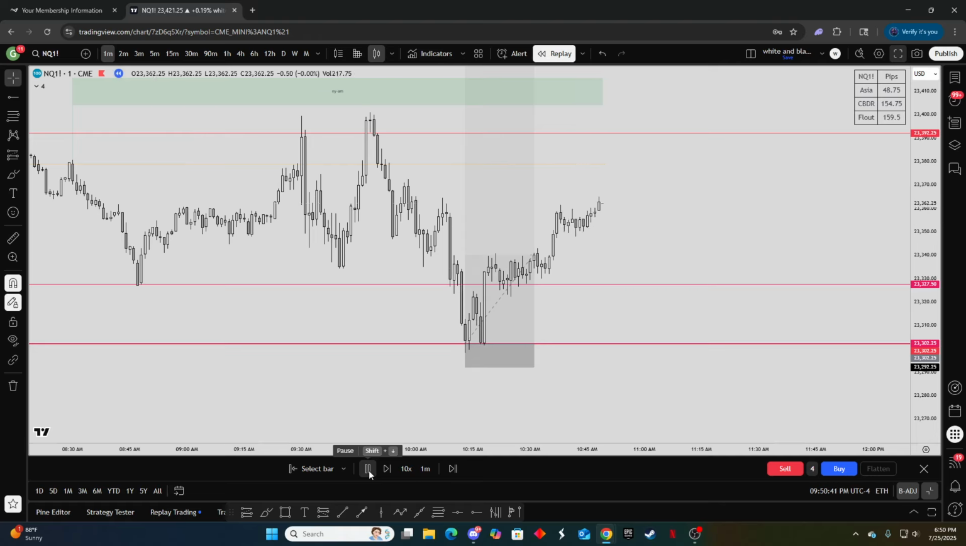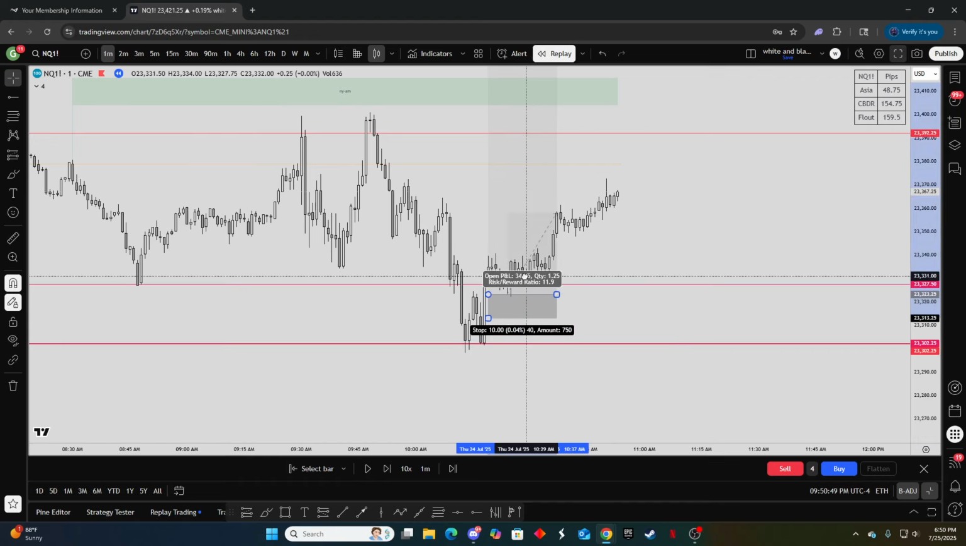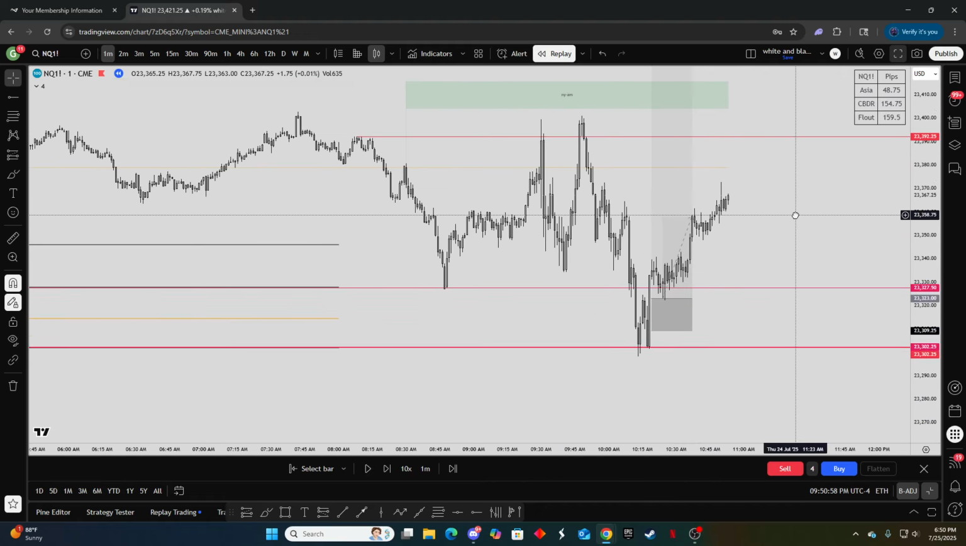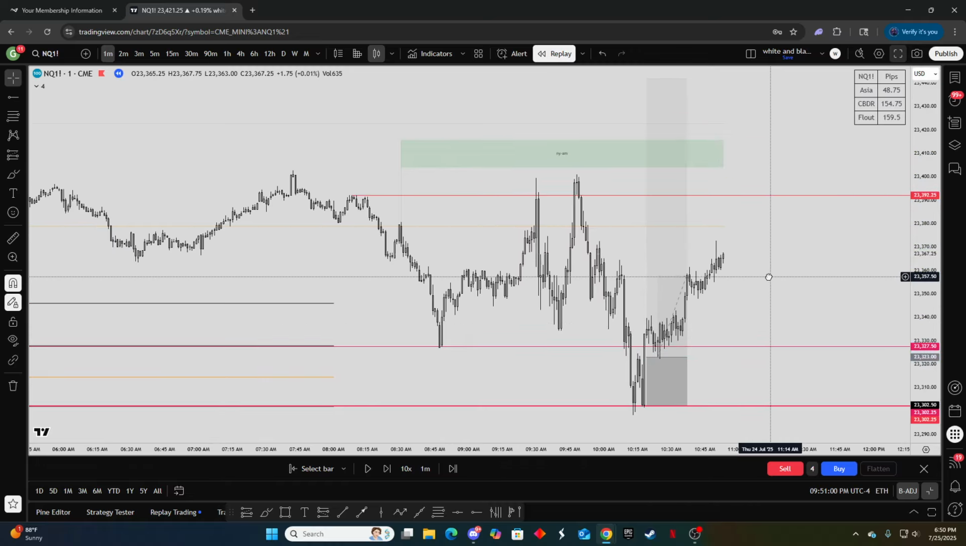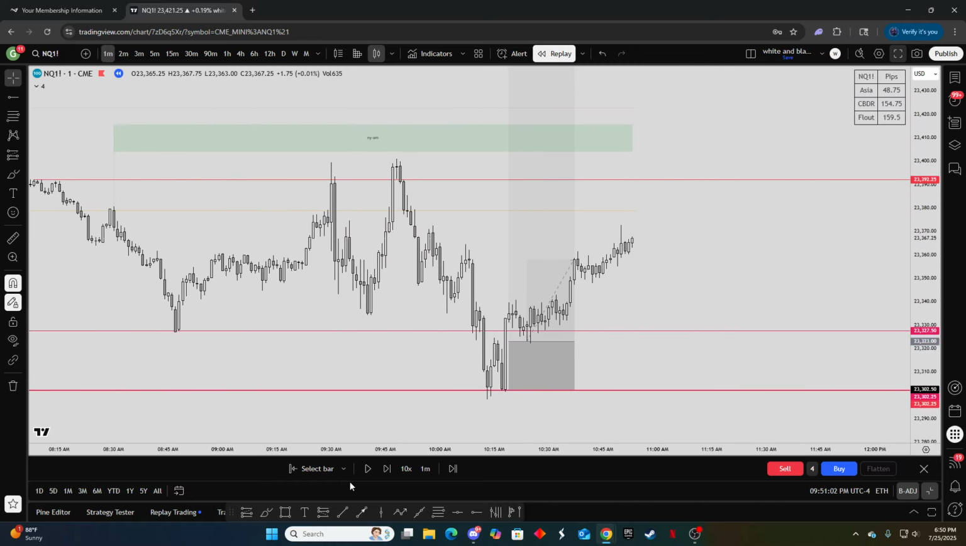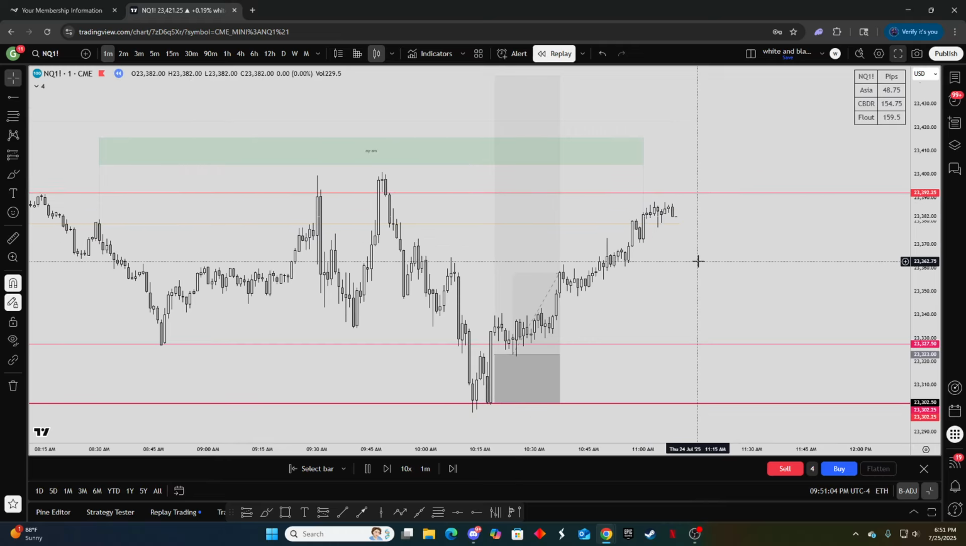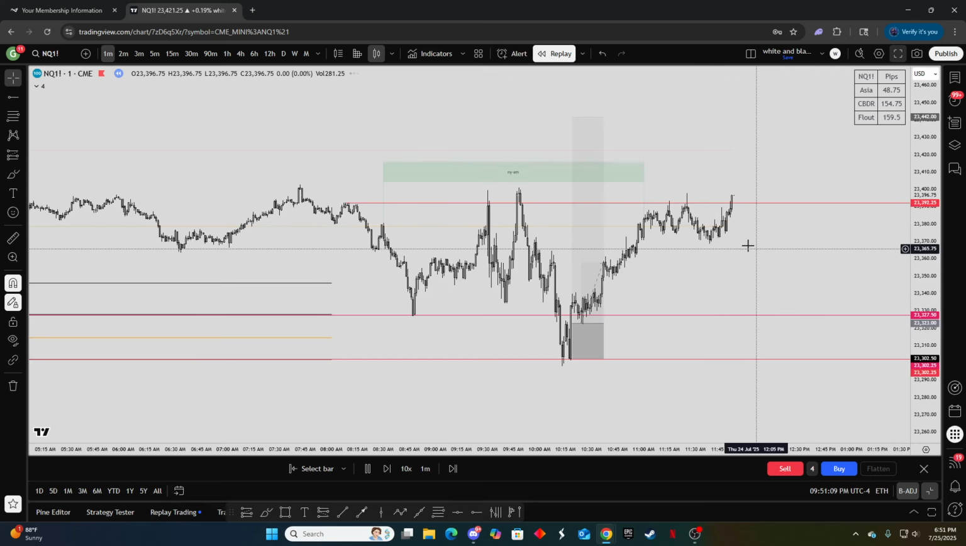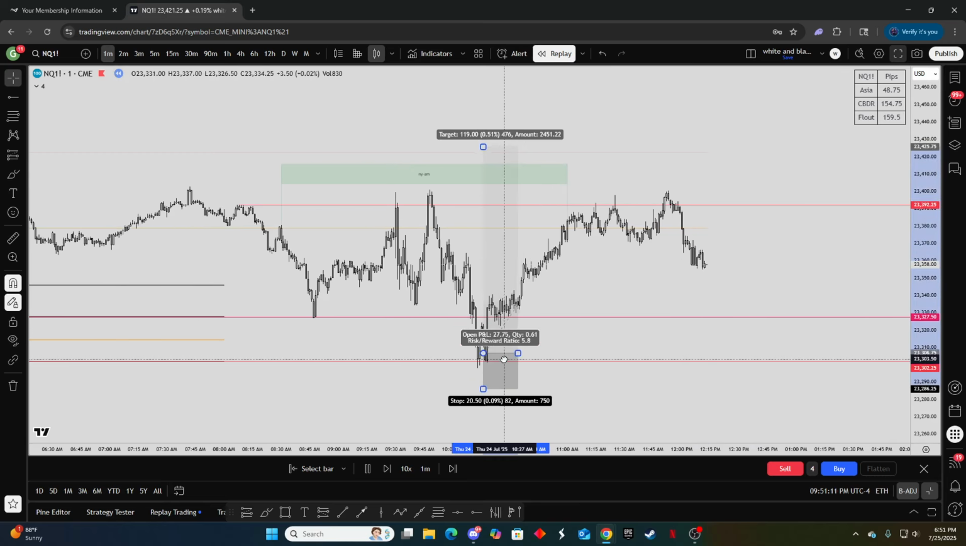right here. And if you missed this entry and you wanted some more confluence, you could have entered at the CISD, the 1 minute CISD right here. Just put a limit, right, with like this 15-point stop, or stops right here. I don't know, it's up to you, but this basically goes to TP. Took a little while, but it did go to TP eventually.